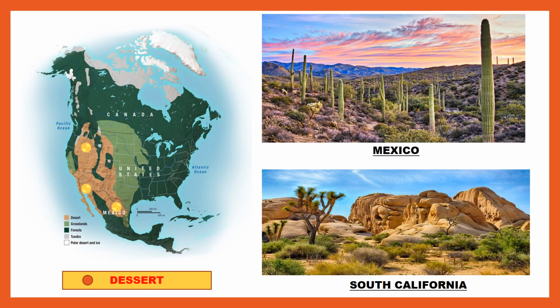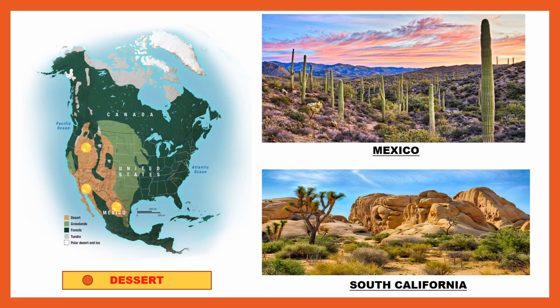Children, we have already discussed the tundra type of vegetation. Then we discussed the deciduous forest, then tropical forest, and the mixed forest, the coniferous forest. Now let's discuss the desert type, which is found in the western part of the continent in South California, Mexico, and Arizona. These parts of North America are covered with desert area.